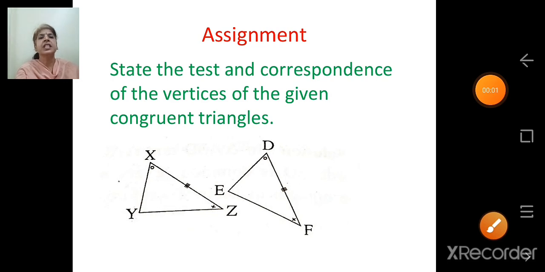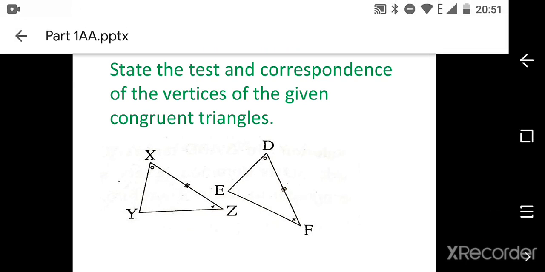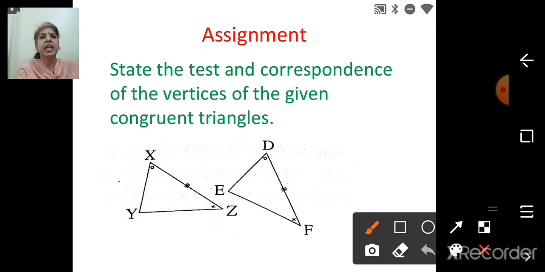Now children, this is the assignment question. State the test and correspondence of the vertices of the given congruent triangles. So you are going to write test and correspondence of the vertices. So how you are going to do? How we have done the previous two sums. First you will write the name of the triangles. Along with writing the name, you see the correspondence also. So it will be easy for you.